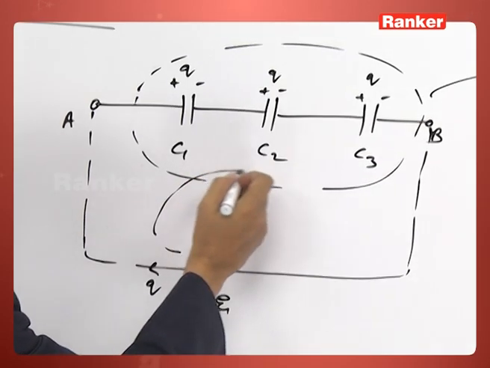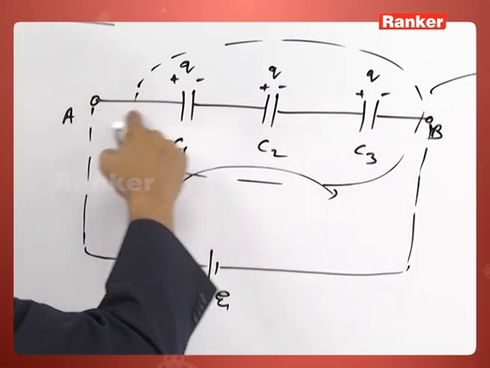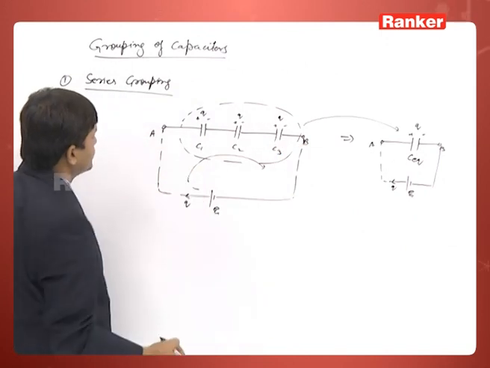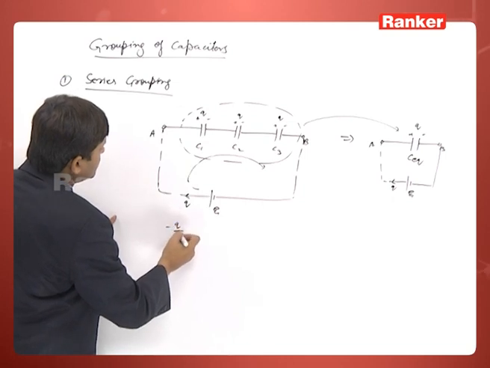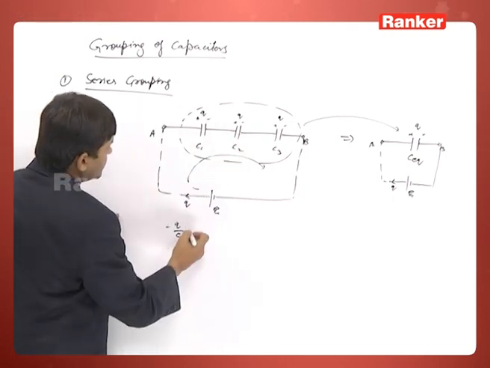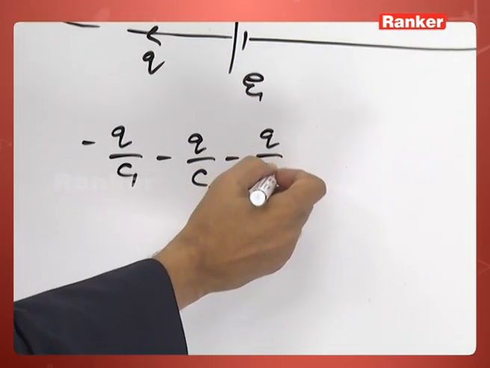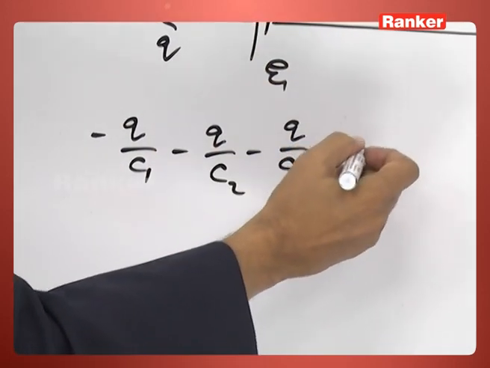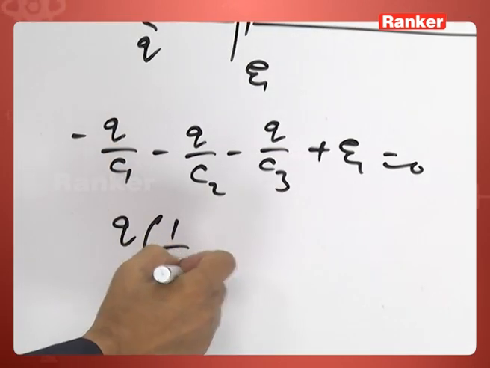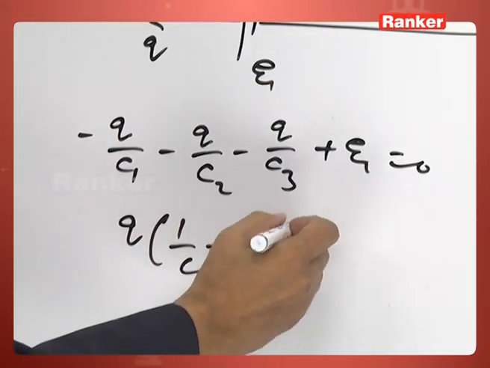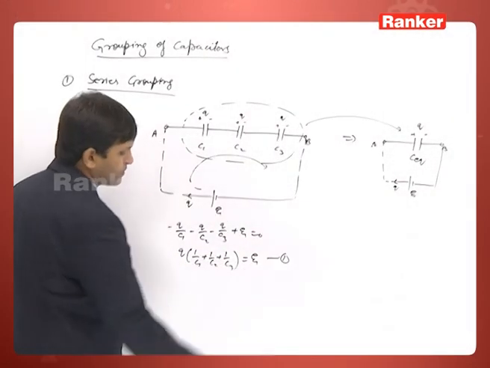the second law of Kirchhoff. I am going in the clockwise direction. Let me start from A and come back to A again. So, starting from A, we can write the equation: minus Q by C1, then minus Q by C2, minus Q by C3, plus E, which is 0. Then we can write Q times (1 by C1 plus 1 by C2 plus 1 by C3) is equal to E. This is the first equation.